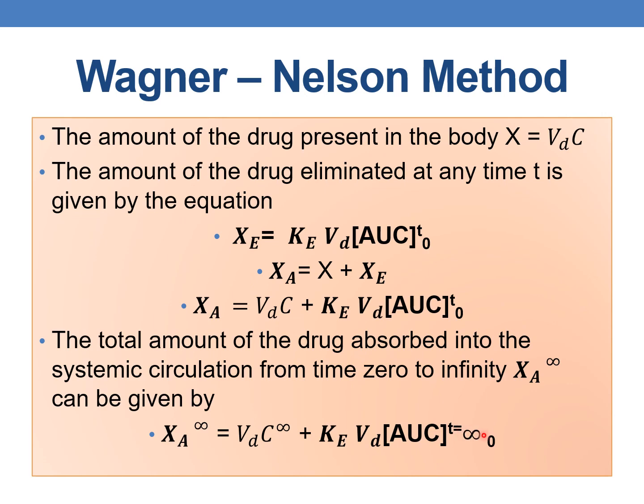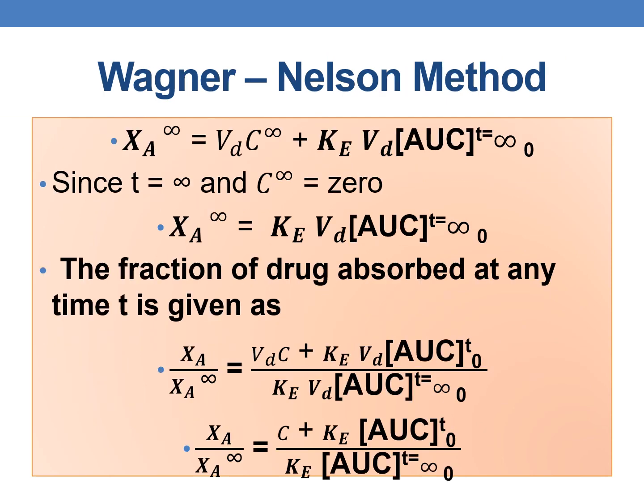Here t is equal to infinity. So Xa infinity is equal to Vd into C infinity plus Ke Vd into AUC 0 to infinity. And we know that at t equal to infinity, C infinity is equal to 0. The equation is reduced to Xa infinity is equal to Ke Vd AUC 0 to infinity.